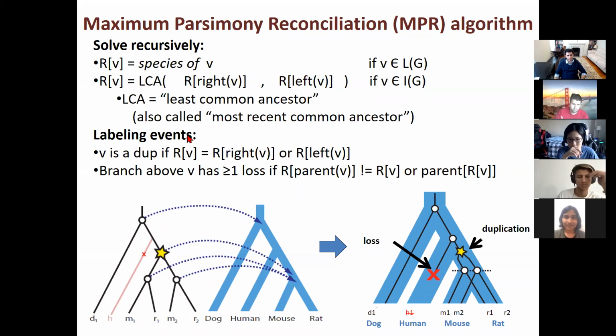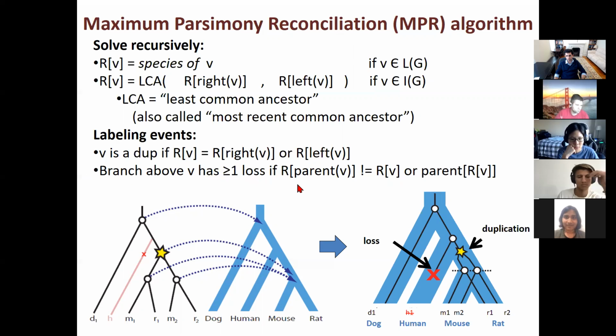And now we can label these events as duplications if the reconciliation of a node V is in fact the same as either the reconciliation of the left or the right. So that basically means that this event here, this star that gets mapped to that same location, is in fact a duplication event because it has the same reconciliation as either of its children, and in this particular example, as both of its children.